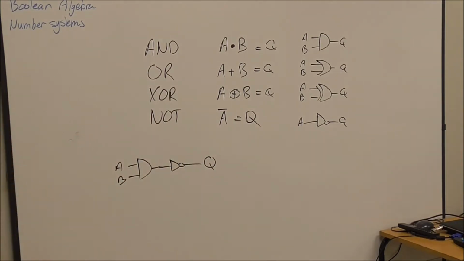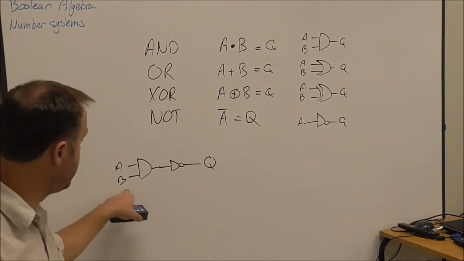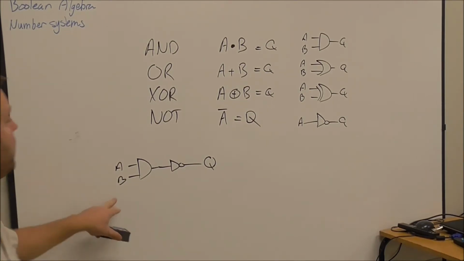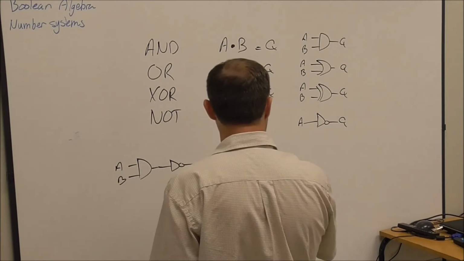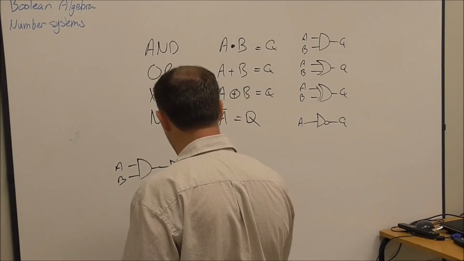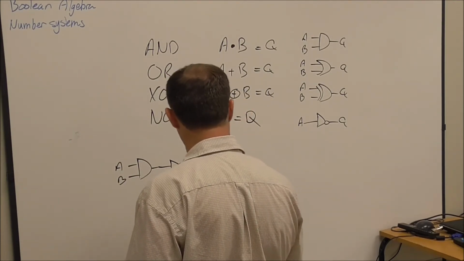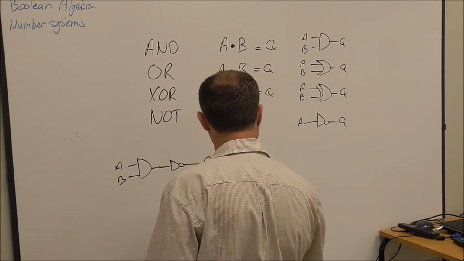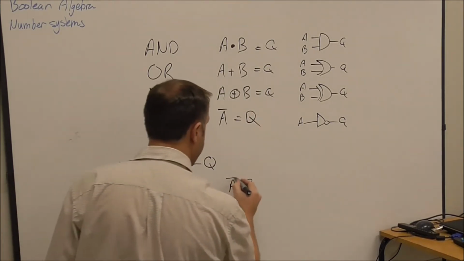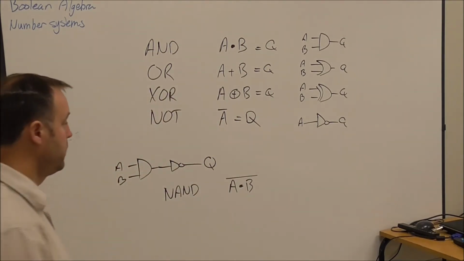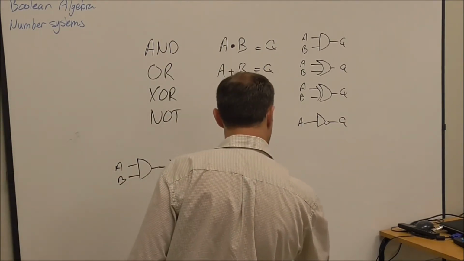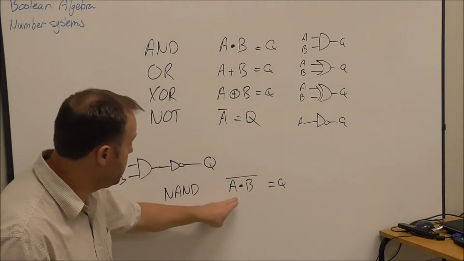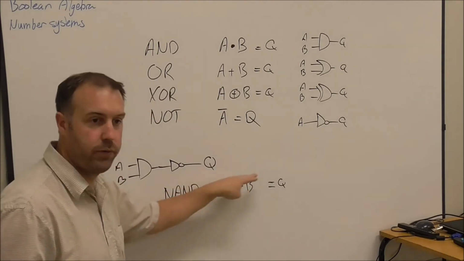Okay. Now if I've inverted the A and B, well that's just a NAND gate, isn't it? And I can represent a NAND gate as A dot B with a bar over the whole thing is equal to Q. So that means that I've ANDed A and B and then I've inverted the output of that. Okay?